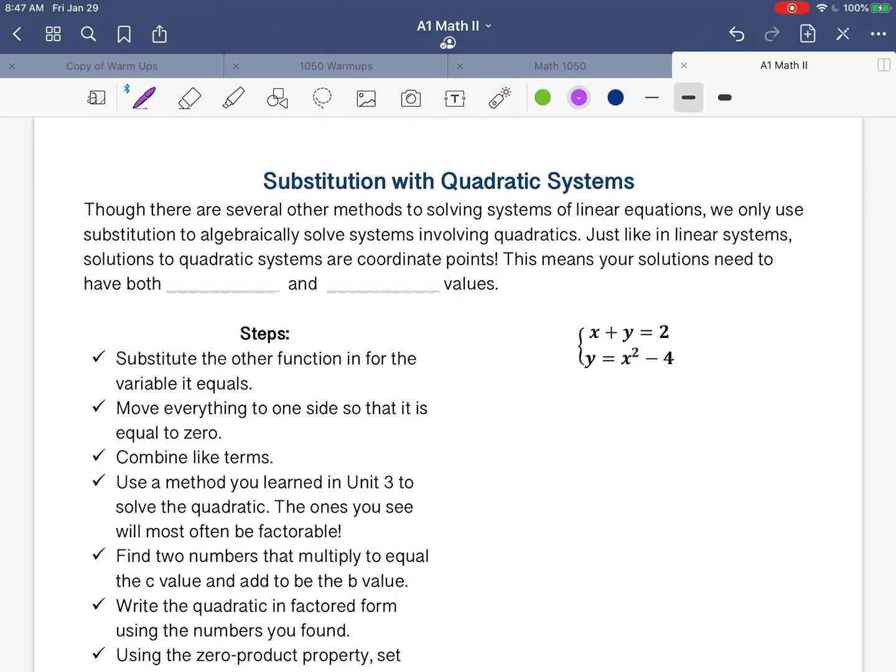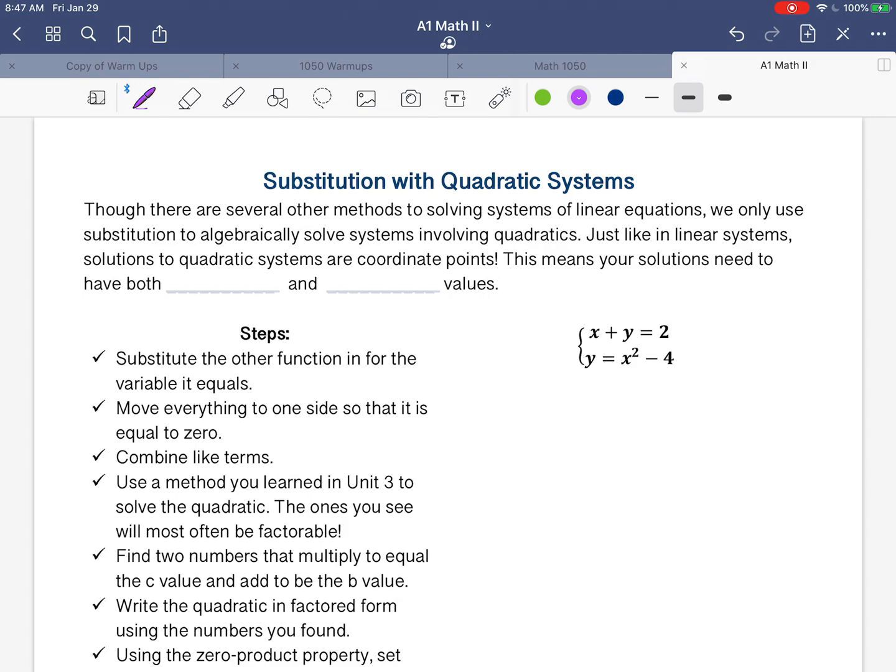Yes, okay, so the only difference, I guess, and this is where your skills from solving linear systems come in, is that your solutions need to have both x and y values. Your solutions to systems are points, and points have both x and y values.